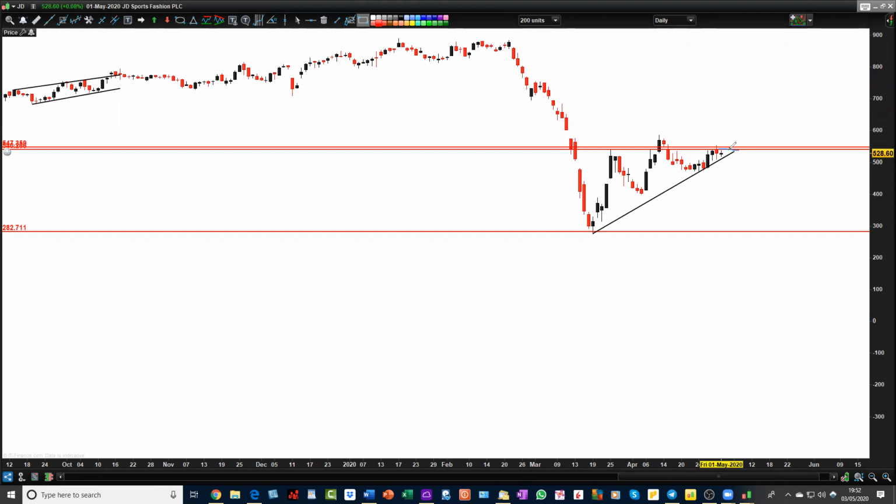It goes from sort of 585 to 650, and I would have thought that something like EasyJet is a good one to get short on, because you can almost predict the range it's going to go up to. I mean, JD has only.